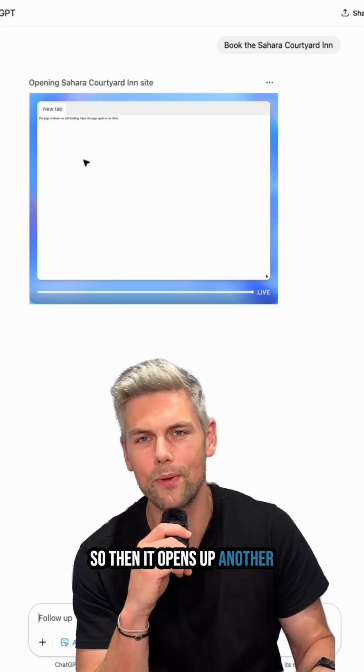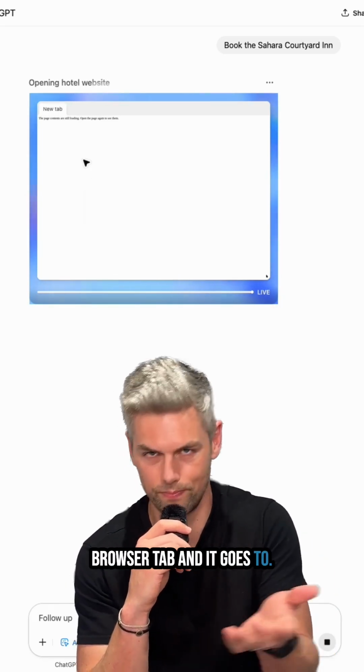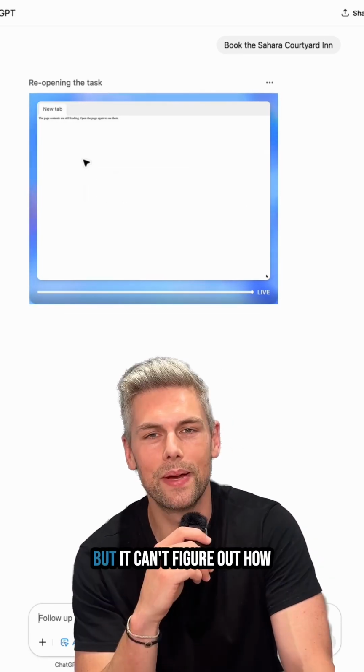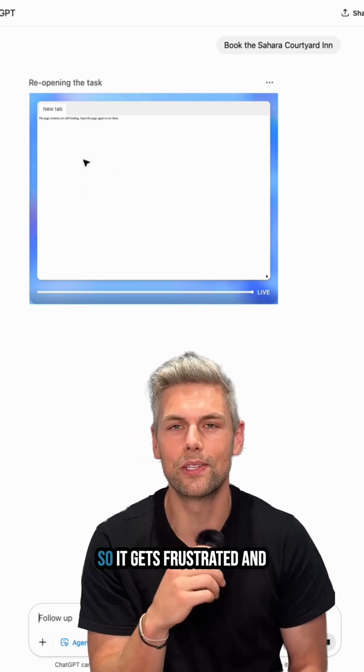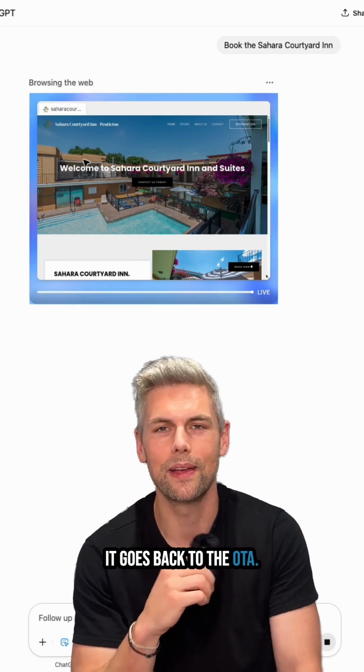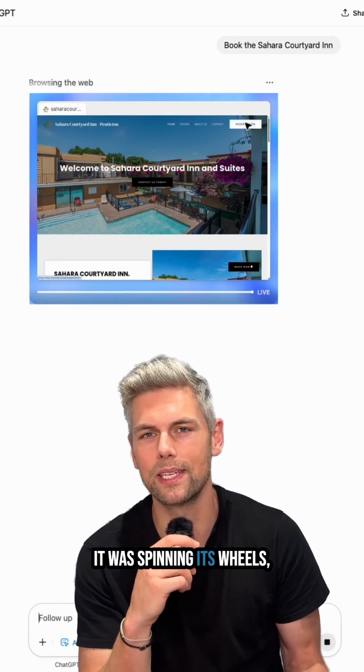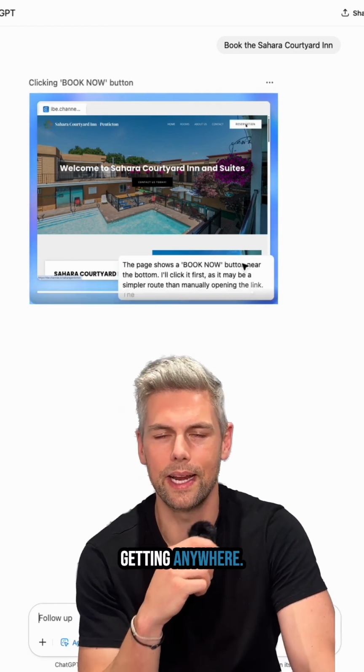So then it opens up another browser tab, and it goes to the hotel's website. Great, we're going to book direct. This is a win. But it can't figure out how to use that calendar either. So it gets frustrated and it goes back to the OTA. I eventually put it out of its misery at the 35-minute mark. It was spinning its wheels, it was looping, it wasn't getting anywhere.